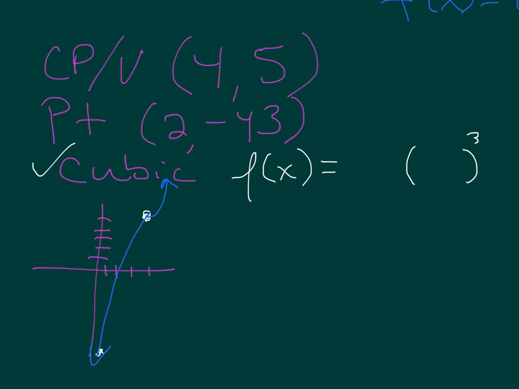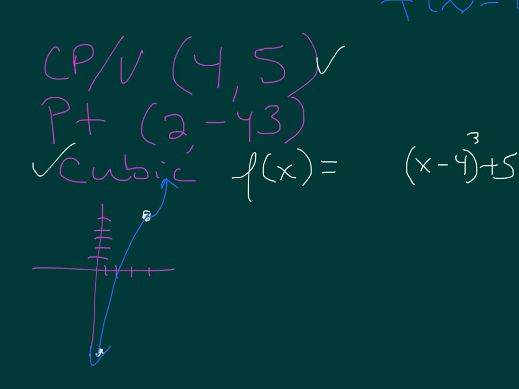I also know that my critical point, or my inflection point, is (4, 5). So I know this is going to be x minus 4, plus 5, right? Because if you recall, you take the opposite for the number inside the parentheses and the same for the outside. So I have 4 and 5. I have used this point, so we're done with that piece of information.